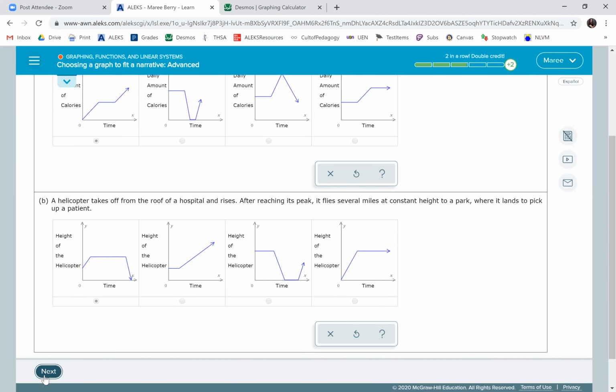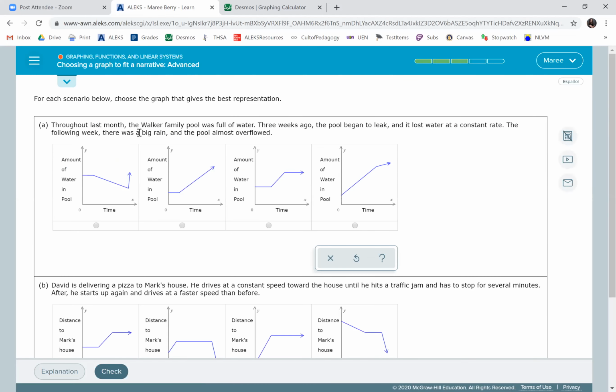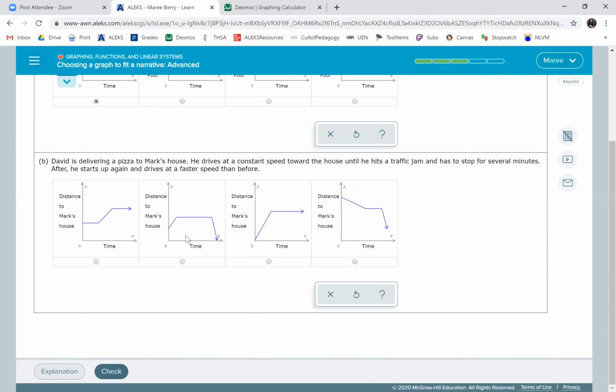And we'll do one more set of 2 problems here. Throughout last month, the Walker family pool was full of water. 3 weeks ago, the pool began to leak and it lost water at a constant rate. The following week, there was a big rain and the pool almost overflowed. It's got to be this first one because it started out constant and then it lost water. All the others were gaining water, which doesn't even make sense. If it's losing water, it's going to go downhill.